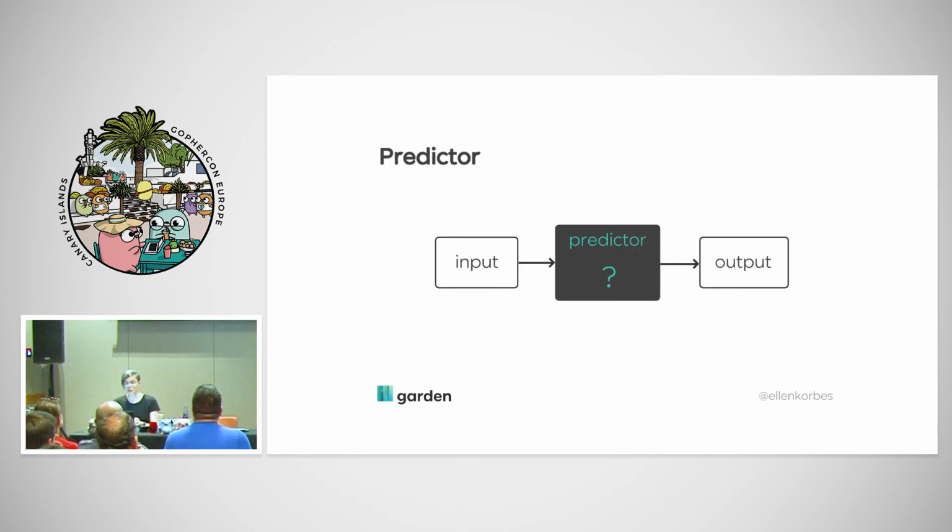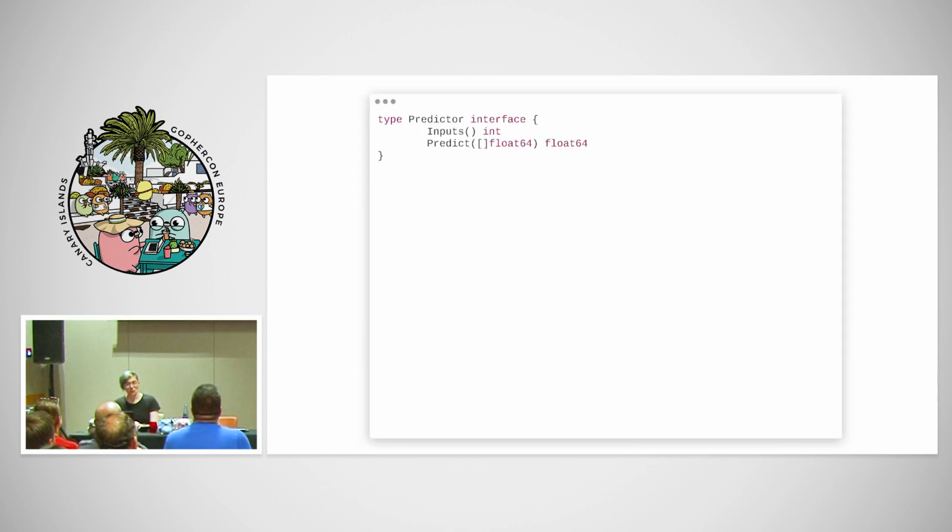So first we have a predictor, which is something with an input, does some magic, and gives me an output. So what does this look like in code? Can you see this well? Okay, so it's simple, easy. How it predicts, I don't care. It's just a thing that has some inputs and it executes some code and gives me some output.